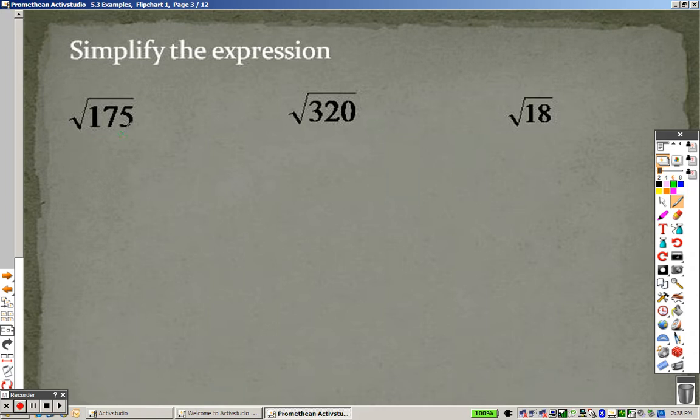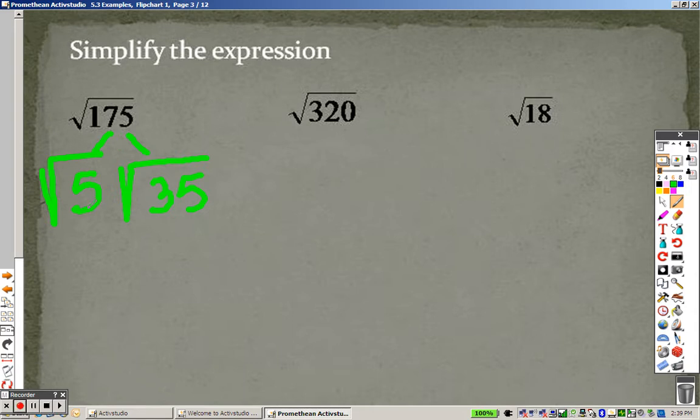Me personally, I remember that most things that end with a 5 are probably divisible by 5, right? So 175 divided by 5, well look, I was right. I get a 5 and a 35. Keep in mind when you simplify, you have roots. So this equals the square root of 5 times the square root of 35. 5 times 35 is 175. That's where I'm getting this from.